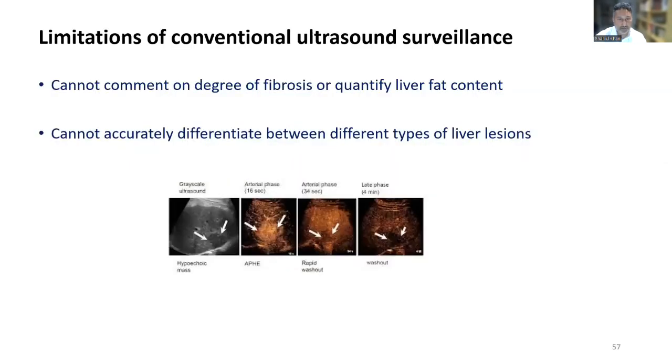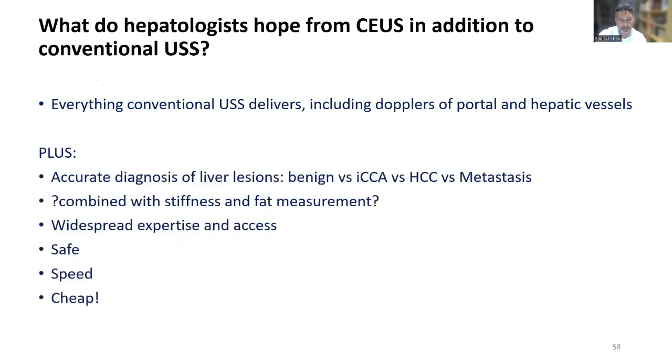So the limitations of conventional ultrasound is that standard ultrasound won't tell you whether there's fibrosis or quantify how much liver fat there is. The new FibroScans tell us how much fat someone has, and that can be quite a good biological motivator for patients. You can tell them how much fat they have in the liver, give them a number, encourages them to try and bring that number down. And of course, when it comes to cancer surveillance, it cannot accurately differentiate between different types of liver lesions.